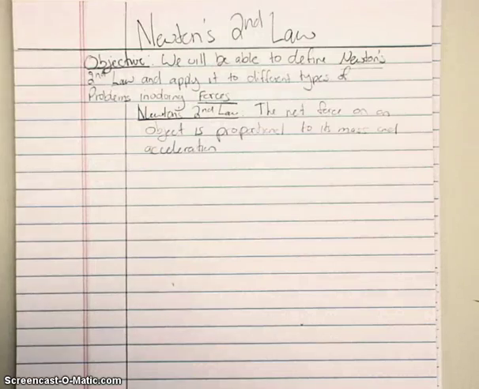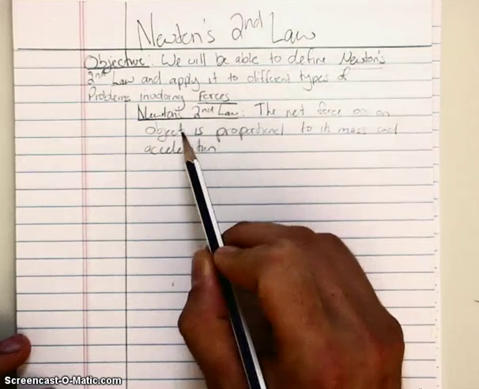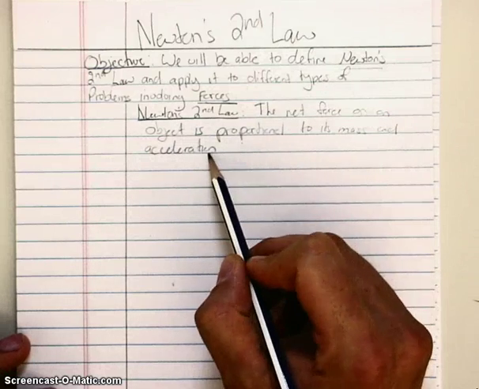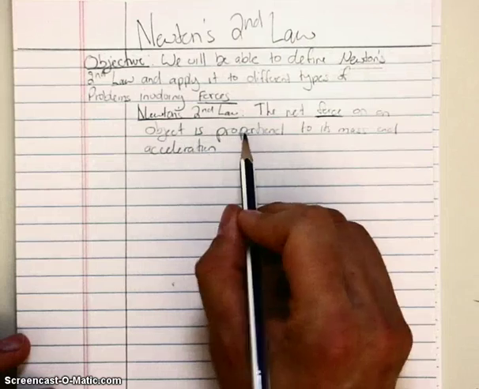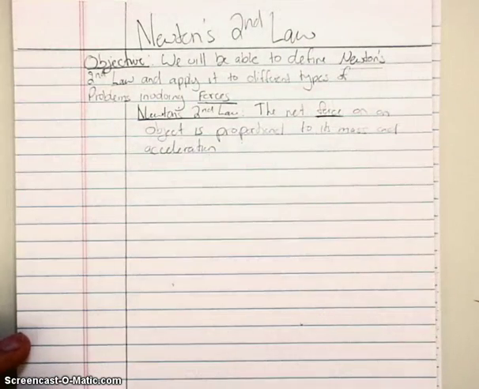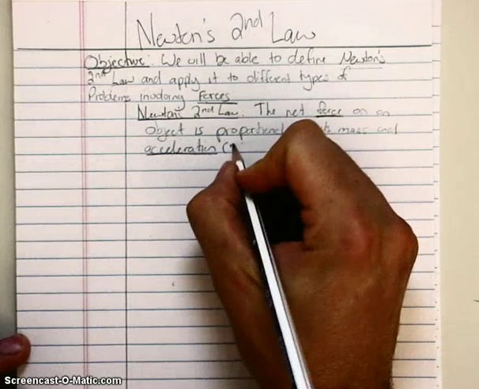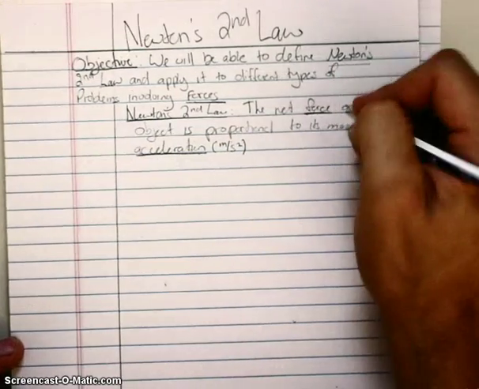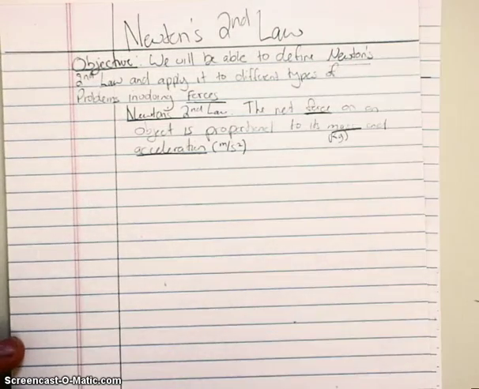So Newton's second law: the net force on an object is proportional to its mass and its acceleration. We already know about acceleration, that's measured in meters per second squared. Mass is measured in kilograms. And now we have force.